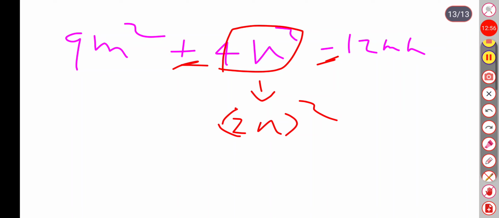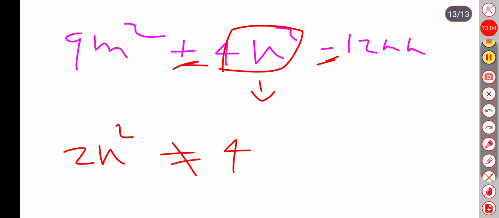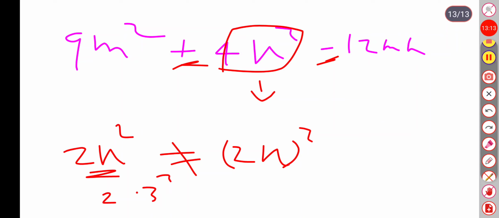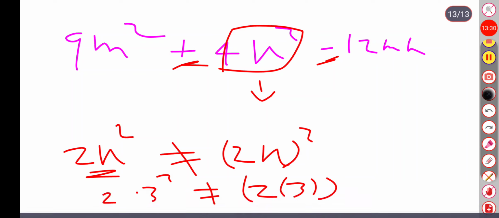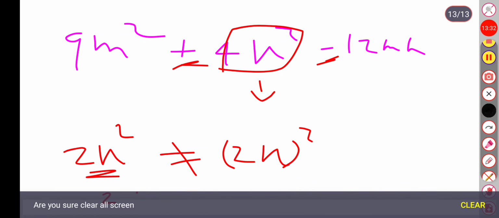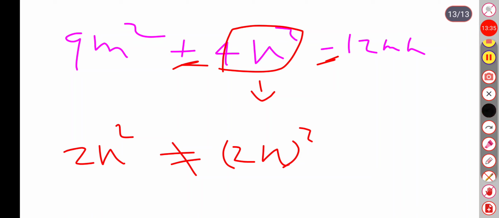So (2n) the whole square. Don't forget the whole square. That is a main mistake that you guys do. 2n square is not equal to (2n) the whole square. Let's take n as 3. 2 into 3 square is not equal to (2 into 3) the whole square. 2 into 3 square is 2 into 9, 18, not equal to 2 into 3, 6 square, which is 36. 18 is not equal to 36. So you should remember that. Don't forget the brackets. Okay, so 4n square could be written as (2n) the whole square.